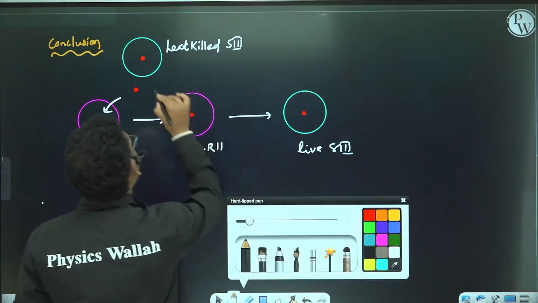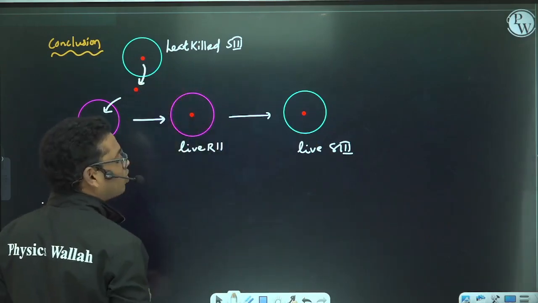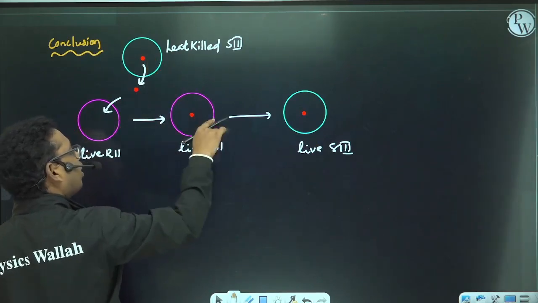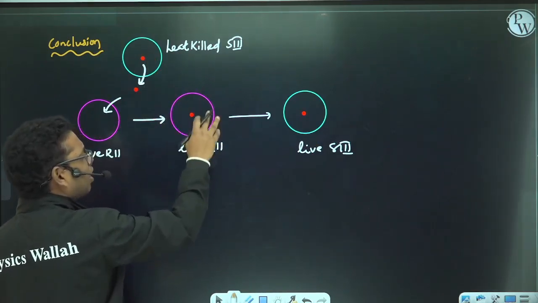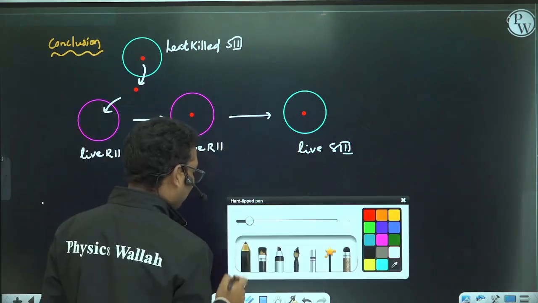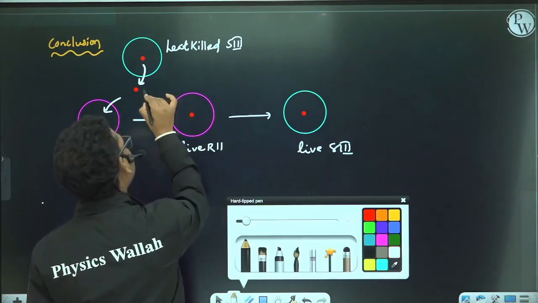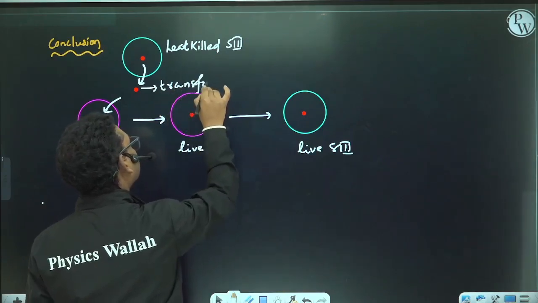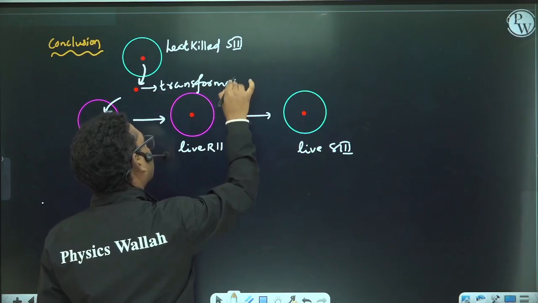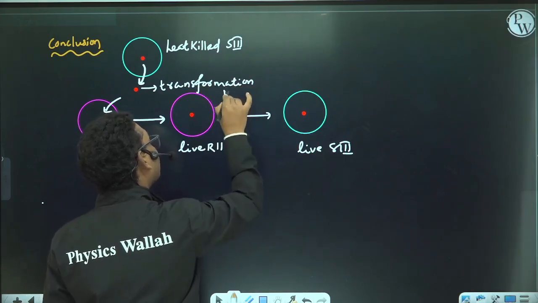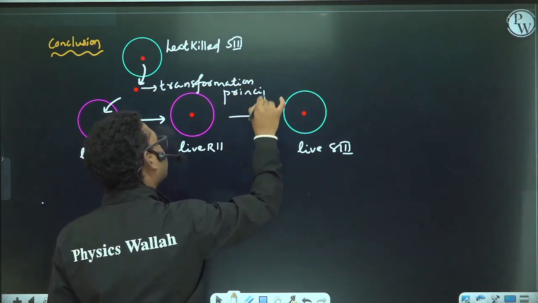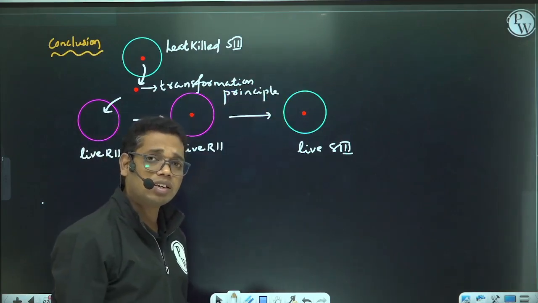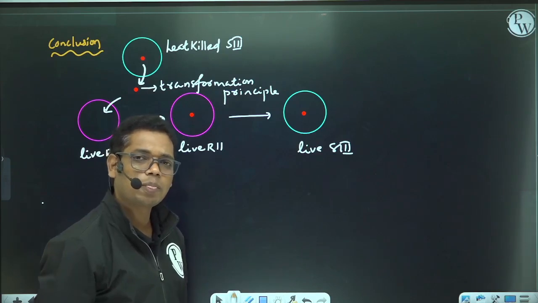So he said some chemical was released from this heat killed S3, and that entered into live R2, and after some time this live R2 was converted into live S3, and he called this chemical the transformation principle. The chemical was called the transformation principle, and later on it was found that the chemical was nothing but DNA.